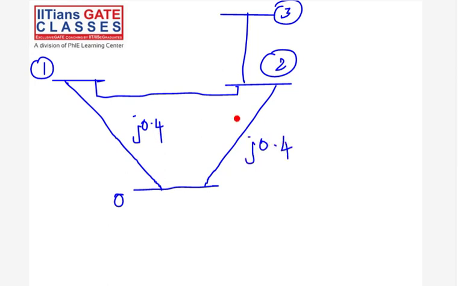This is j0.4, this is j0.4, okay, this is j0.8 and this is j0.2. Yeah, calculate the Z bus. So start doing this properly, okay, and I'll also just write down the answer on the next page.